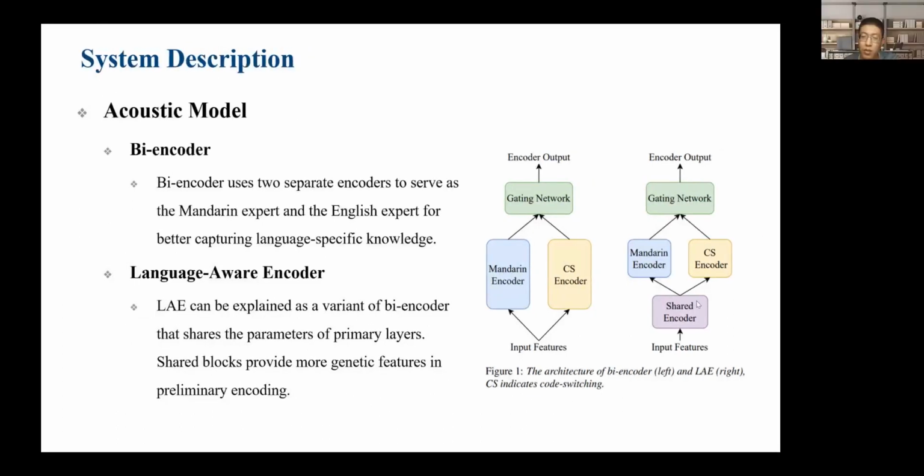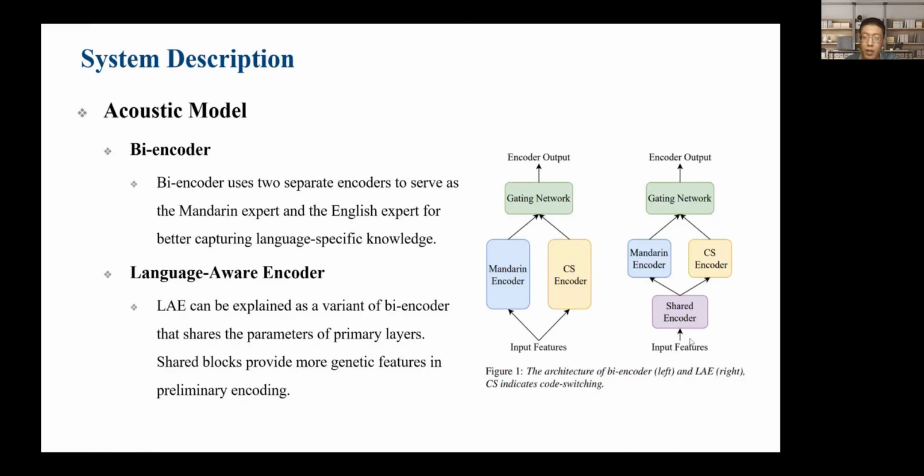Bi-encoder uses two separated encoders to serve as the Mandarin expert and the English expert for better capturing language-specific knowledge. It produces two different views of the input code-switching audio and integrates them by a gating network on frame level. Due to limited data in this challenge, no monolingual English data is available, and outside data is not allowed to use. Hence, the Mandarin encoder is pre-trained on Magic Data RAMC, and the English encoder is pre-trained on TAL-CS, which is bilingual.